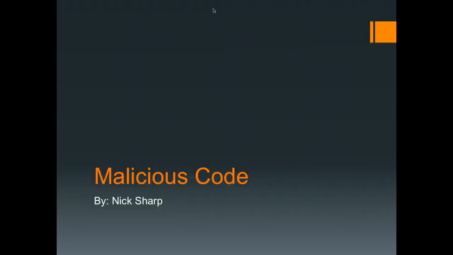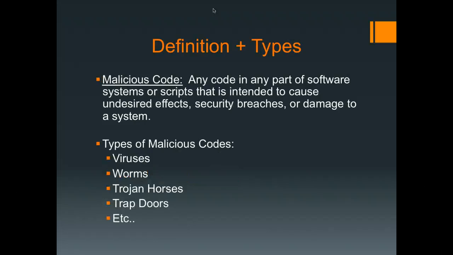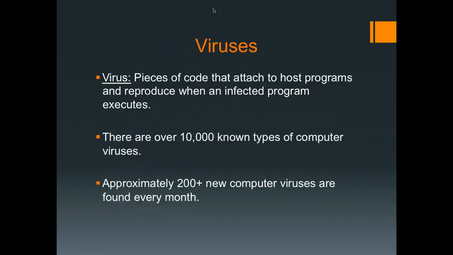Go ahead. Alright, so I'm doing my presentation on malicious code. The definition of malicious code is any code in any part of the software system or script that is intended to cause undesired effects, security breaches, or damage to a system. There's a whole bunch of different types of malicious codes. I'm only going to be going over a few of them, such as viruses, worms, Trojan horses, trapdoors, and a few other ones. A virus is a piece of code that attaches to a host program and reproduces when the infected program is executed.